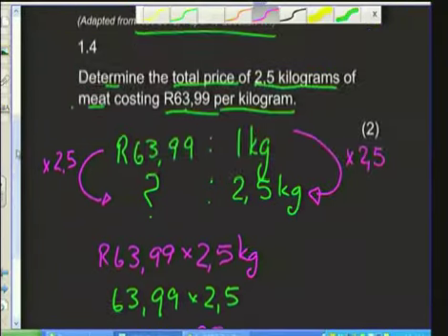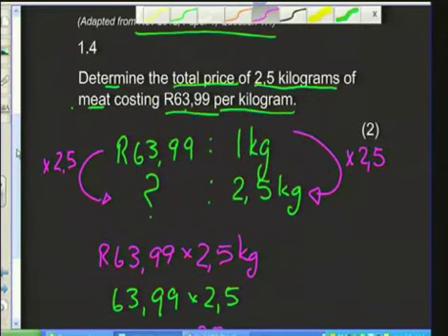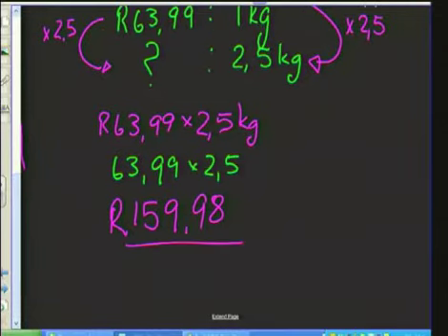Let's reread the question. Determine the total price. We've got the total price. Does it make sense? I'd like you to also think about that. Keep that in the back of your mind. We're looking for a number that is bigger than our 63.99 because our 63.99 was for 1 kilogram. Now we're looking at 2.5 kilograms. So I'm looking for a number that is more than. It is a number more than, so that does make sense. And I'm quite happy I can move on to the next question.